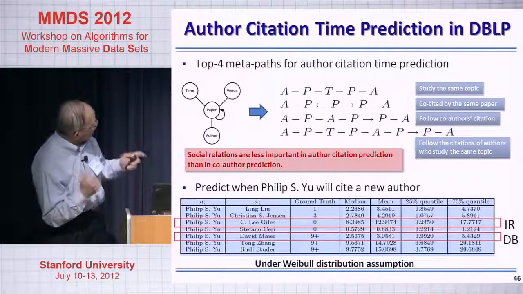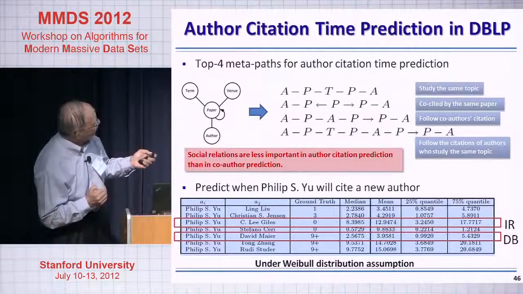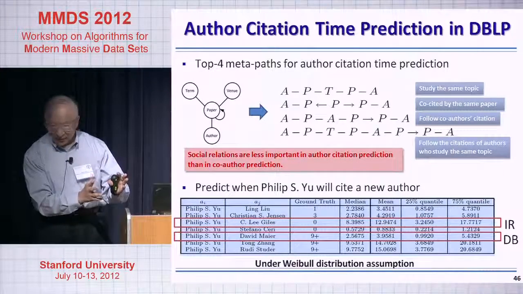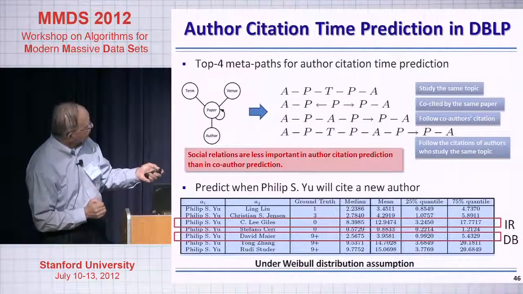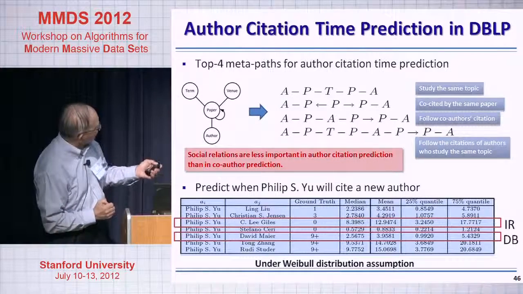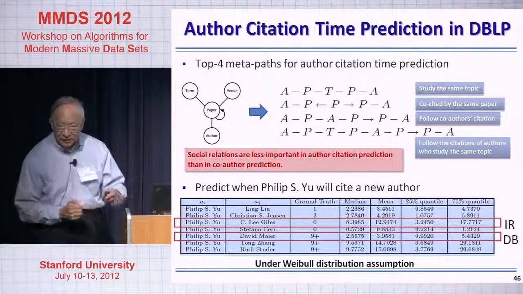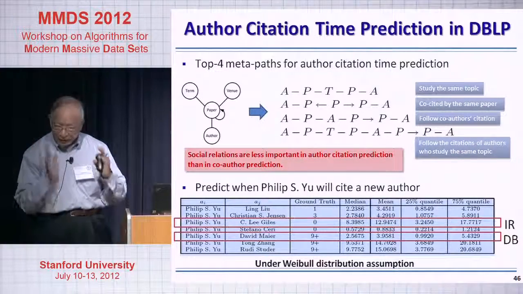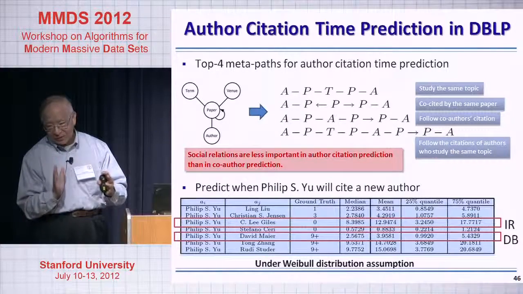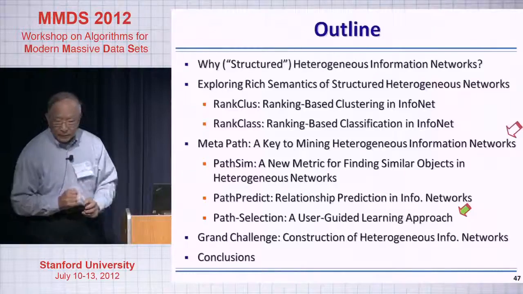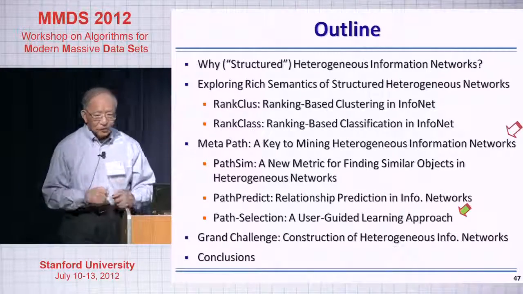Using these metapaths and data, we predicted when Philip Yu is going to cite a new author. So we predict the years. The interesting thing is that among these top predictions, about 2 are not very good, but the others actually predicted, with reasonably high accuracy, when you're going to cite a new author. Then immediately people may say, you've got so many metapaths.